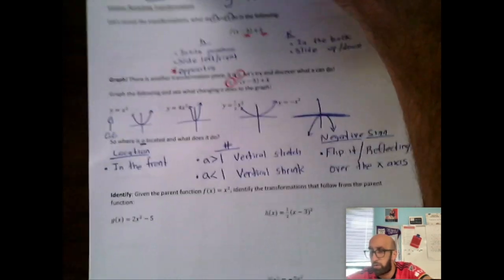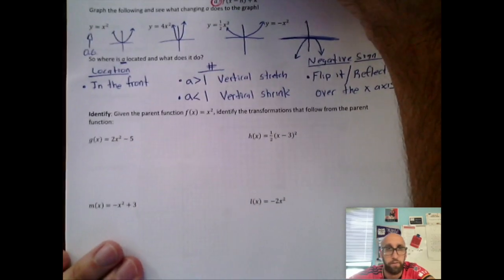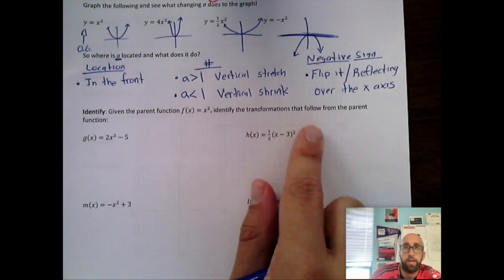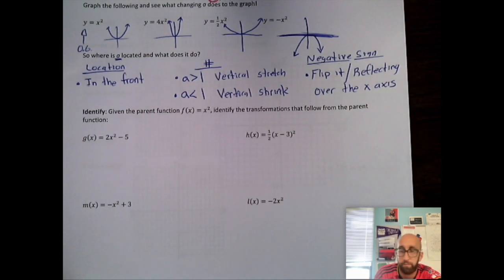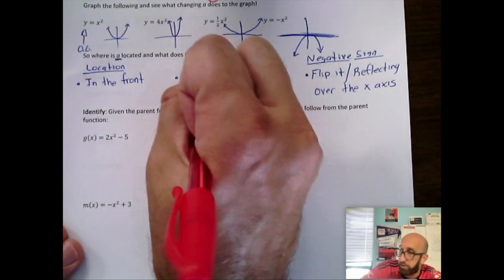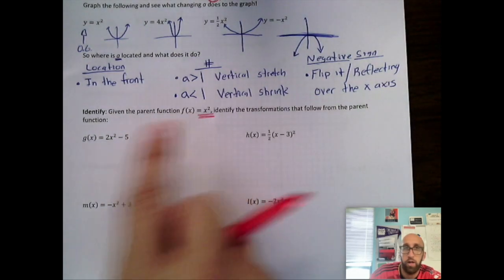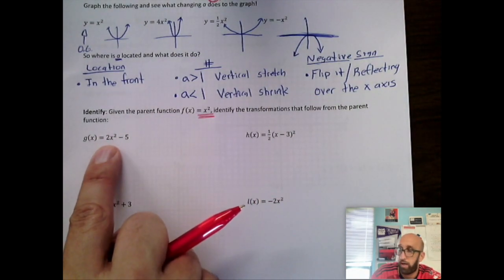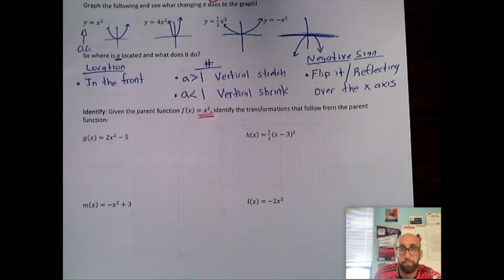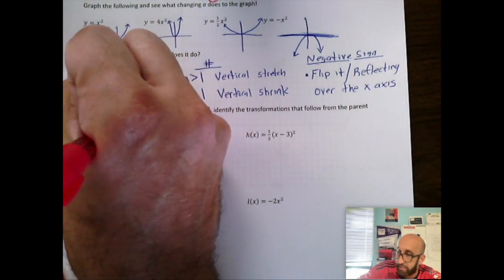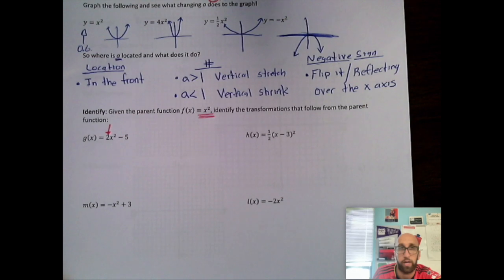What we're going to do is we're going to be given the parent function, f of x equals x squared. We're going to identify the transformations that follow from the parent function. So basically, we need to describe what all the numbers are doing in these equations. So when I look at this first one, this is my original function. So we're starting with x squared. We now have a new one. So I have 2x squared minus 5. So the first number I see is that 2. I see that 2 out front.